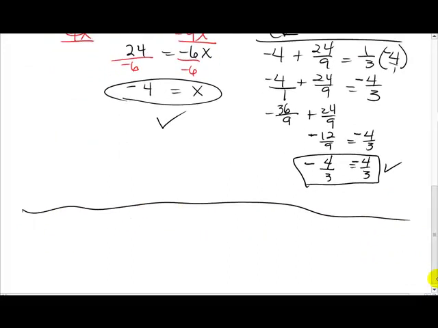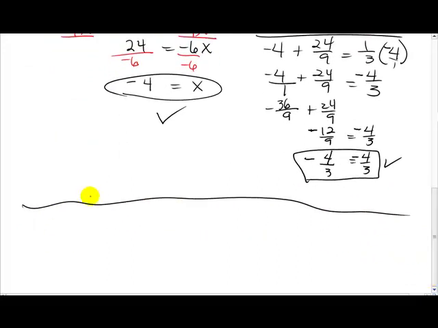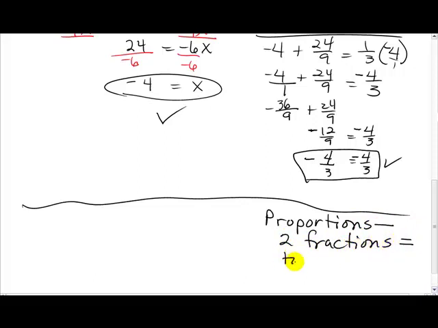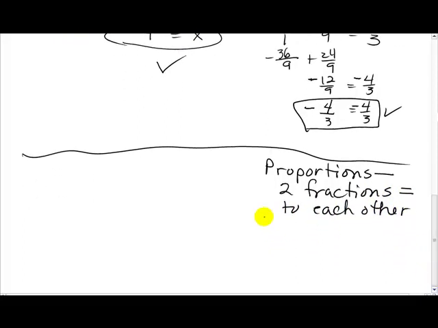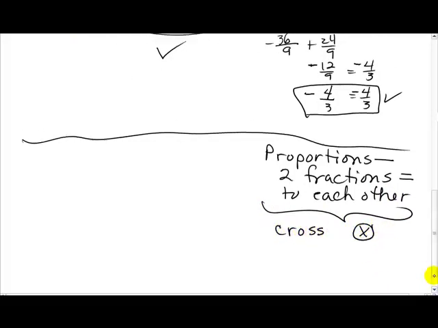All right, when we're looking at proportions, proportions are two fractions equal to each other. What we're going to do to simplify is we're going to cross multiply.